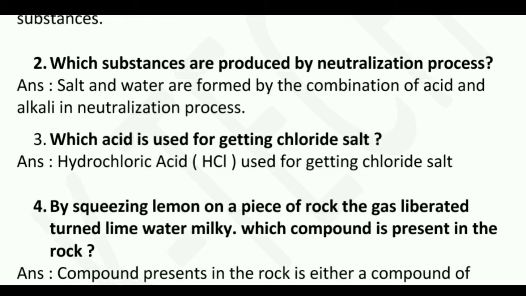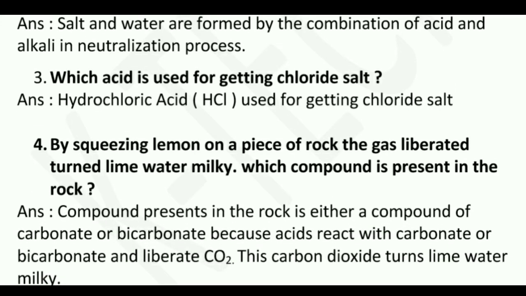Question number 3. Which acid is used for getting chloride salts? So, answer is hydrochloric acid, that is HCl, is used for getting chloride salt. Moving to the next question.